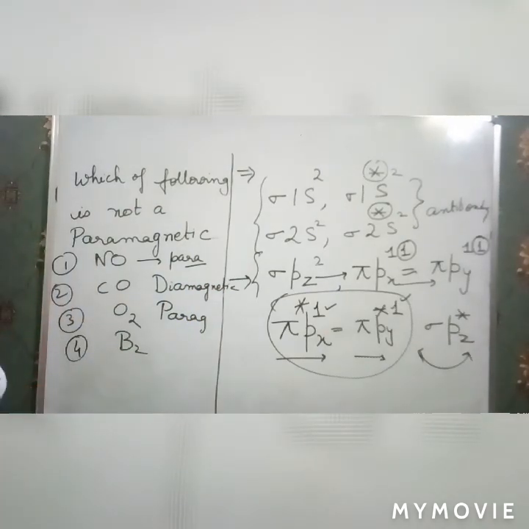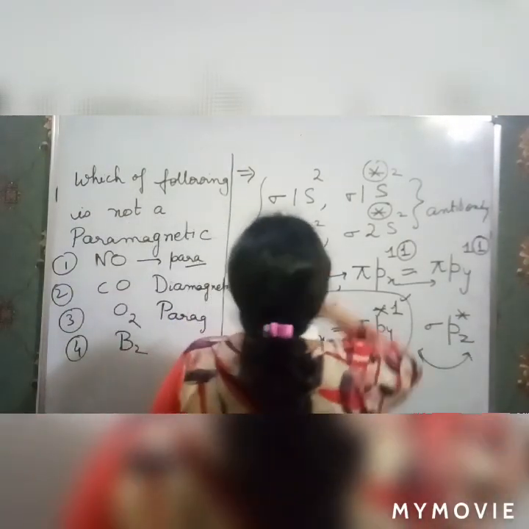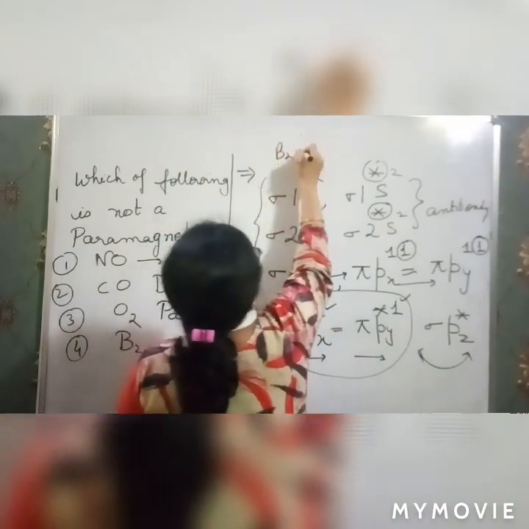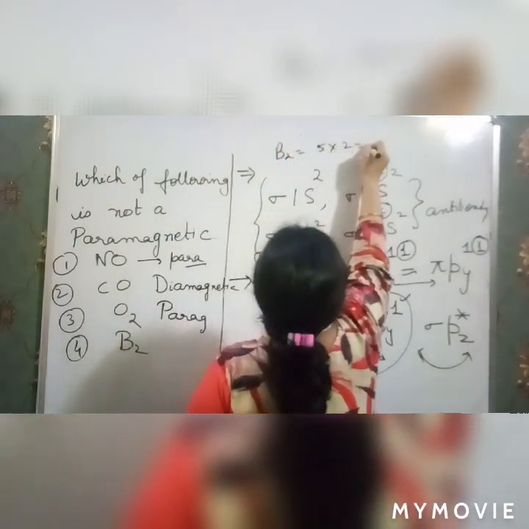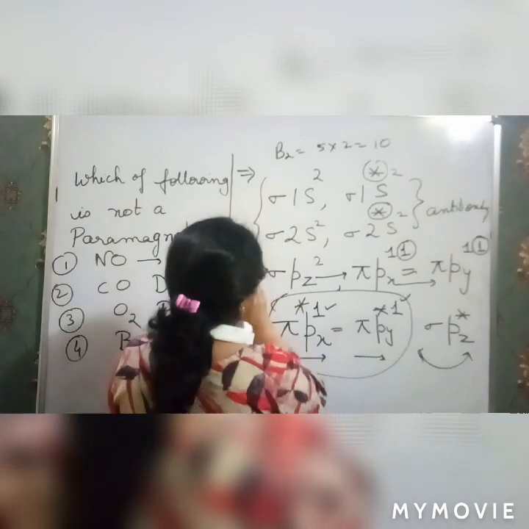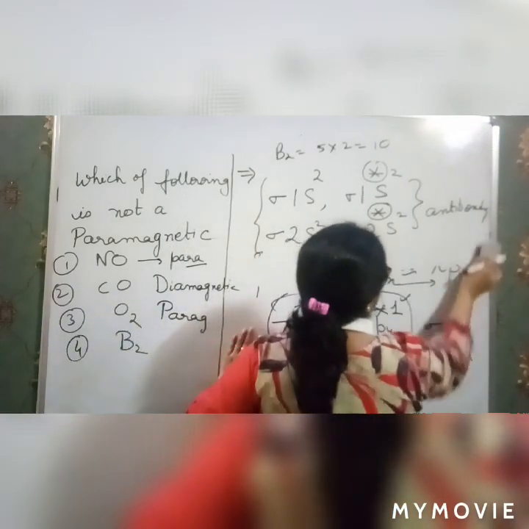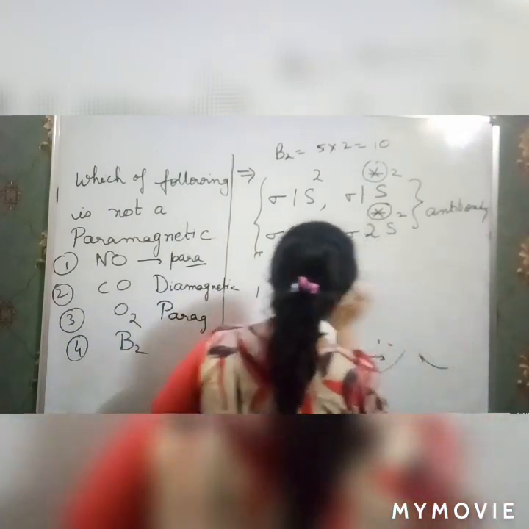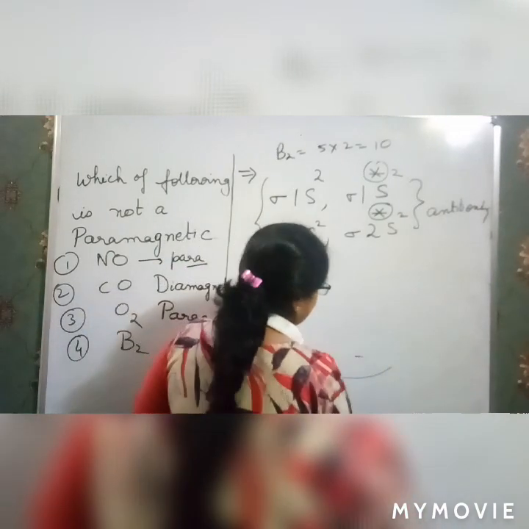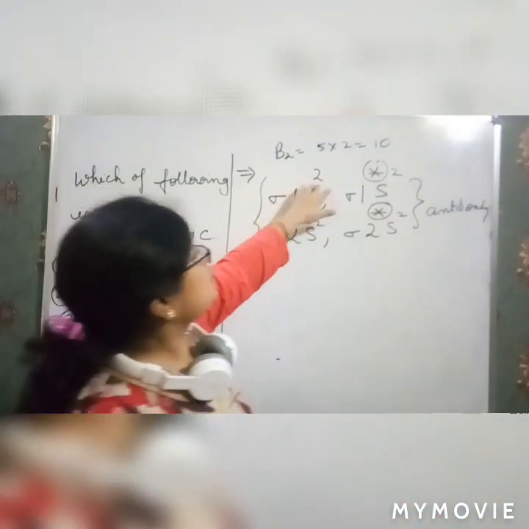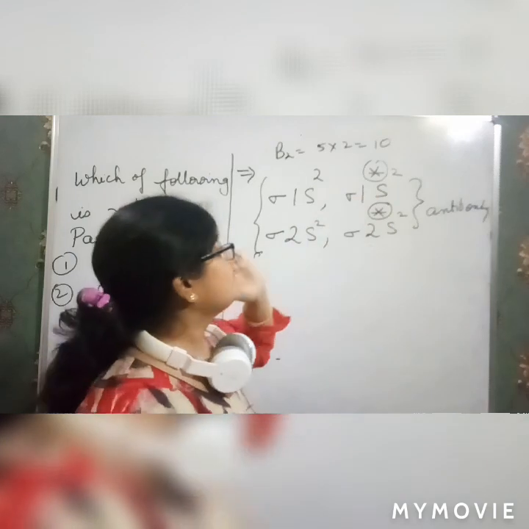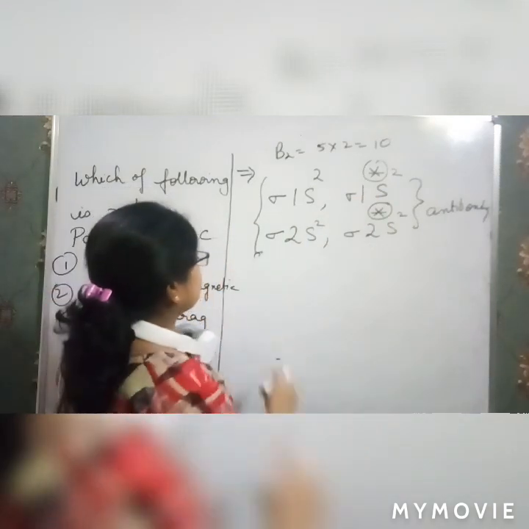Now comes B2. The atomic number of B is what? 5. That means 5 into 2, so we have to fill 10 electrons. Okay. So for the 10 electrons, we proceed in this way. 2, 4, 6, 8. Now 2 electrons left.